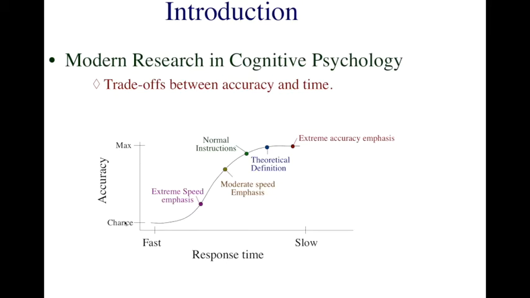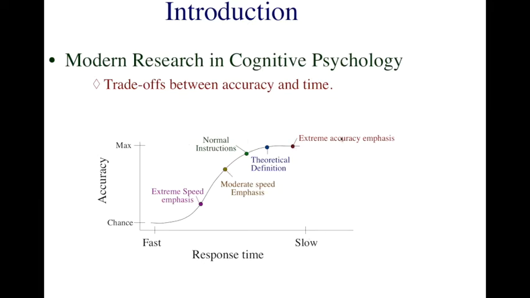And then we plot that with reaction time, either very fast reaction times or very slow reaction times. We can see that the relationship between accuracy and response time has this logarithmic shape. First of all, if you respond very, very fast, you're only going to have chance accuracy. And if you respond very, very slow, you can have maximum accuracy.